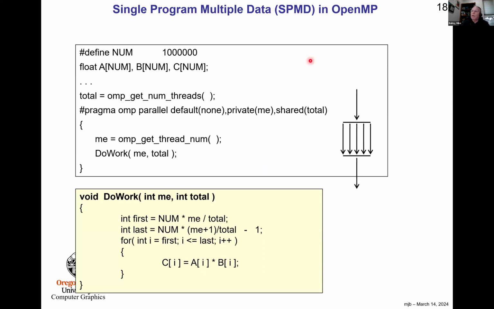Single program, multiple data. In single program, multiple data, we do a pragma OMP parallel, but not a for.